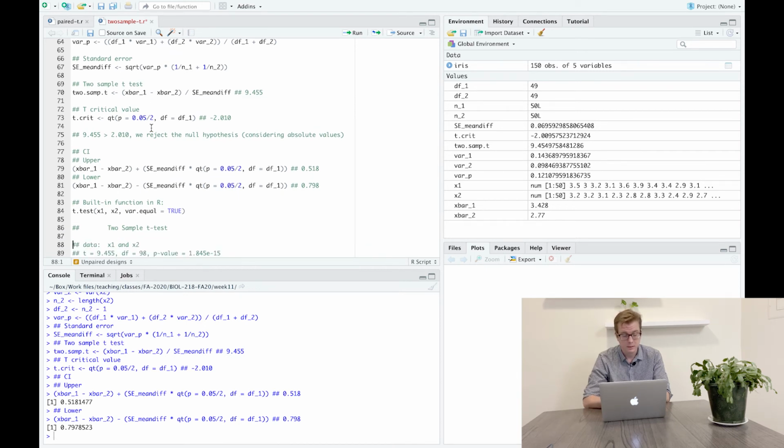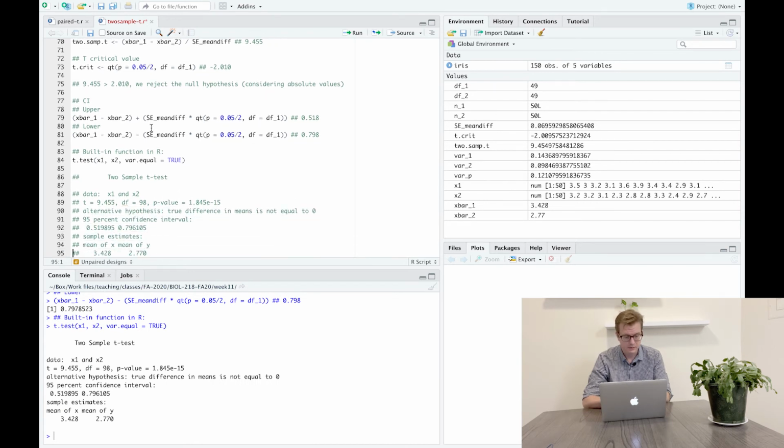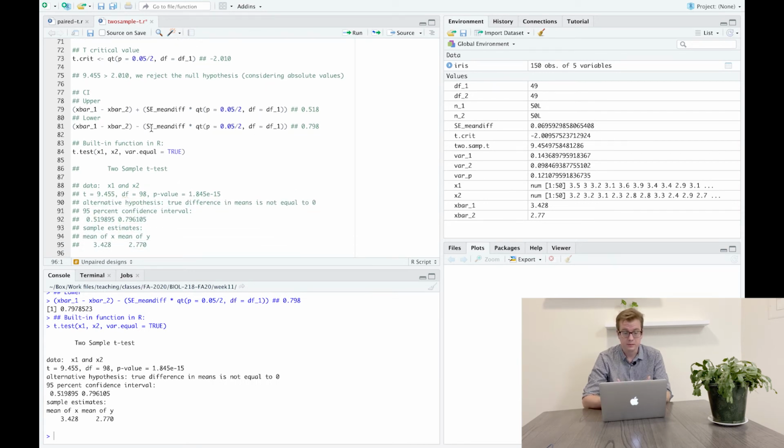Of course, we could always use the built-in function in R. Here, what we need to do is just add our two observations, x1 and x2, and then indicate that the variances are equal, so var.equal equals TRUE. We run that, and if you notice, we have the same output that we would expect based on our calculations above. All the numbers match.